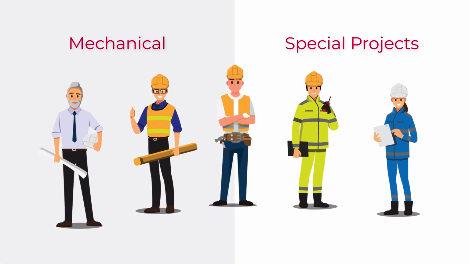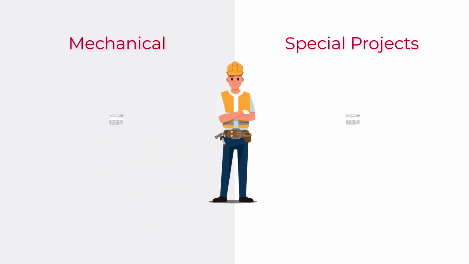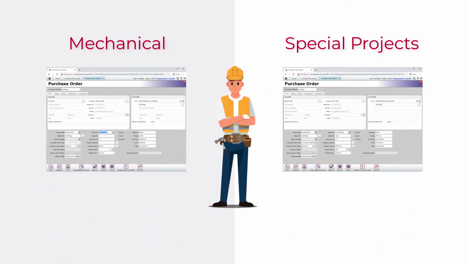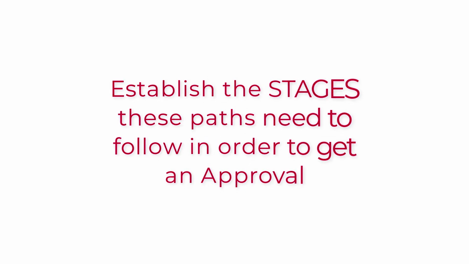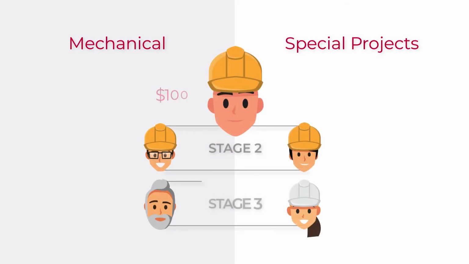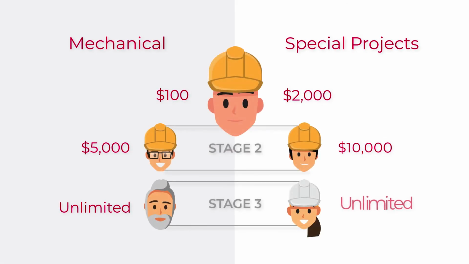What we have just outlined are two separate approval paths. We now need to create approval paths for the purchase orders created by Joe, and this lays the foundation for approvals he needs from his superiors going forward. First thing that needs to be established are the stages these paths need to follow in order to get an approval. In both scenarios, there are 3 stages required to get the purchase order approved. These stages can then be turned into a path in MEX, which we call an approval path.